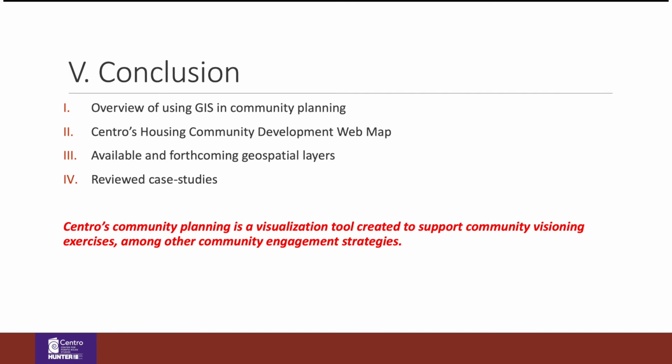In conclusion, we did a very quick recap of what GIS is, especially what GIS is in community planning. We did an overview of Centro's Housing Community Development web map. I also went through a list of the available and forthcoming geospatial layers, and we reviewed some case studies. One key takeaway is that Centro's community planning is a visualization tool created to support community visioning exercises. So hopefully with this tool, it will enable you to know more about your community and what changes need to be made or things that you may want to improve.